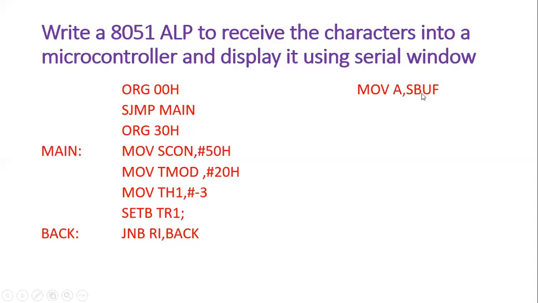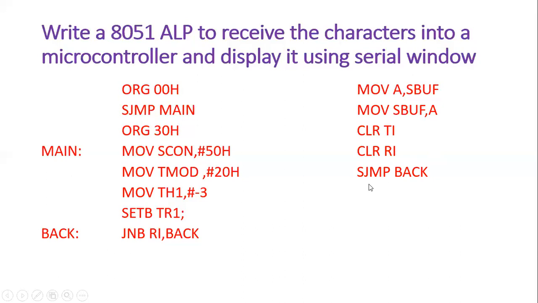So the content received is there in SBUF now. In order to display the characters back onto the serial window, we place the value of A again into SBUF, so that we can see the values that are being received in the microcontroller. Once this is done, you can clear your TI, and also clear your RI. These two are done for the next operation.